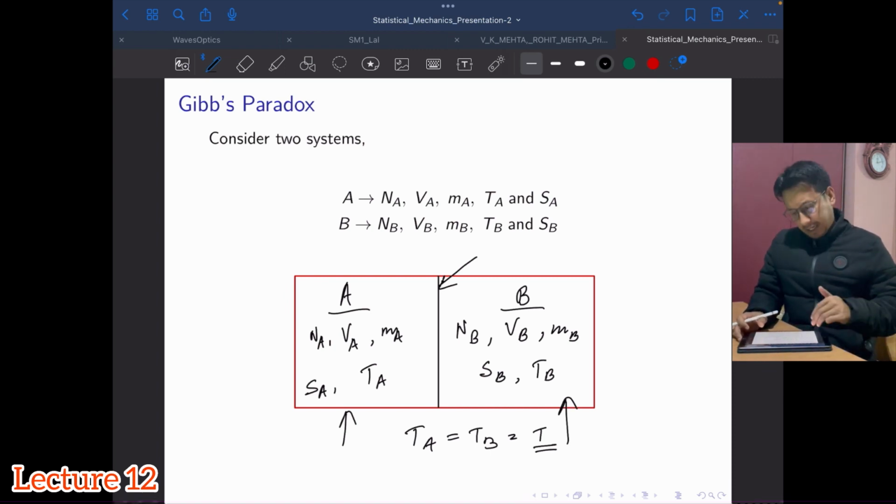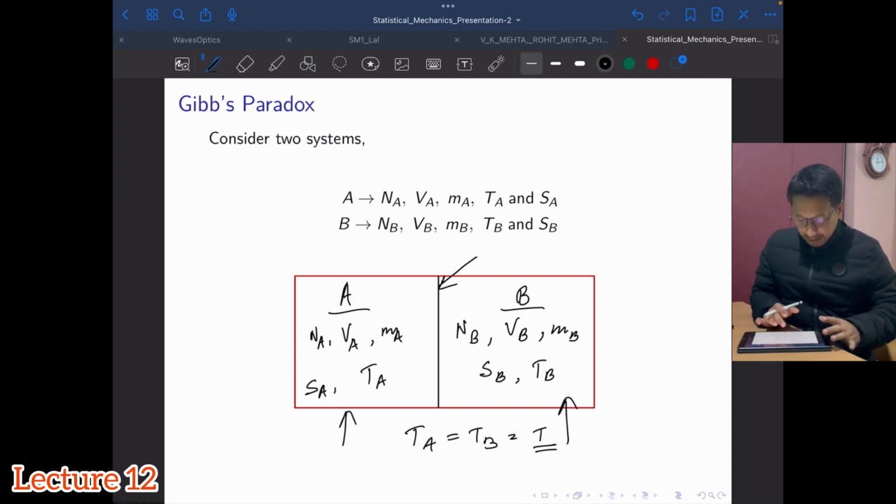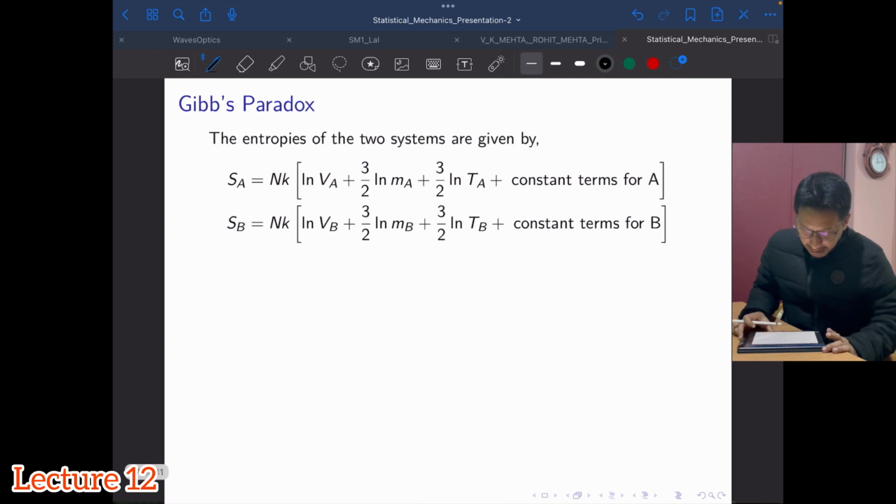Okay, and as we go along you will see, for simplicity we will remove some of these barriers, like Na, Nb. We will take them to be the same number of molecules and things like that. Now let's write down the entropies of the two systems. We already know from the previous expression.